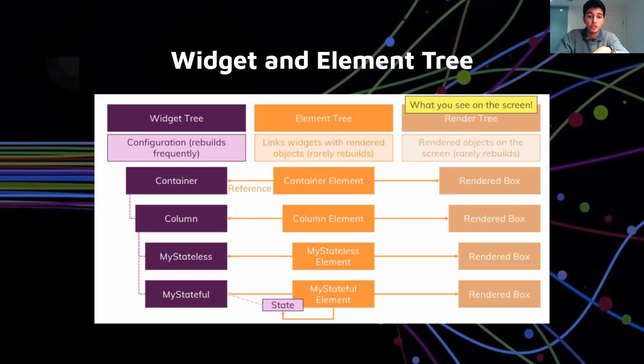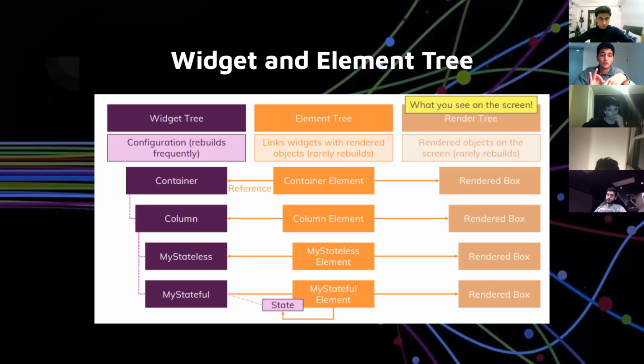These are some of the main widgets on the left side. You see containers and columns are 2 of the biggest widgets you'll use in your applications. Some of them are stateful, some of them are stateless, and they each correspond to a different node of the element tree. So the element tree contains these elements which refer to the widgets. You have stateless and stateful elements.